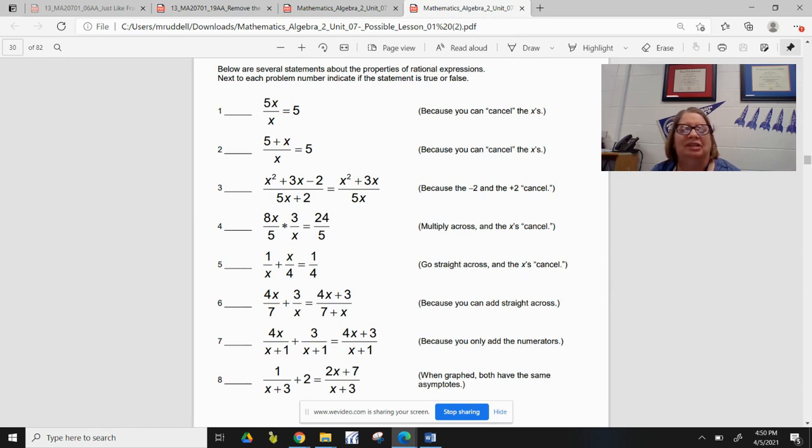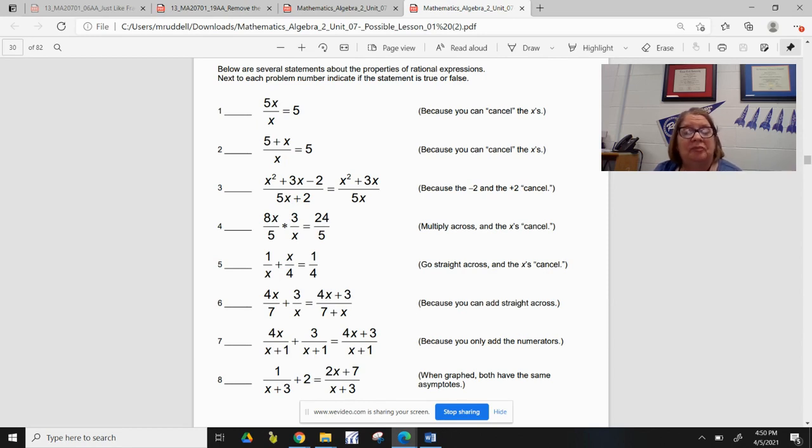So for example, number 1 says 5x divided by x equals 5, and in parentheses, because you can cancel the x's. Is that true or is it not? So put a T or F for true or false by the number 1. And number 2 has 5 plus x divided by x equals 5. It says it's true. It says you can cancel the x's. Is it true or is it not? Can you cancel those x's or not?